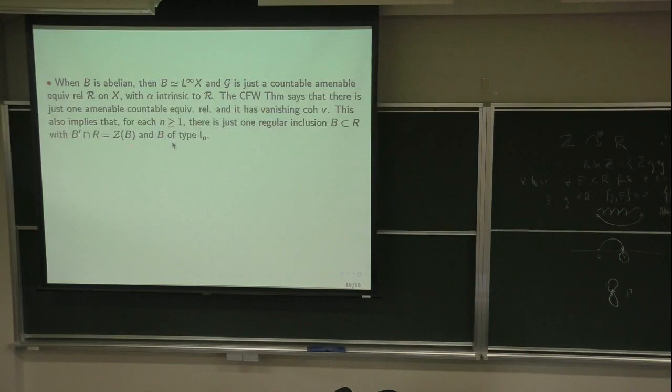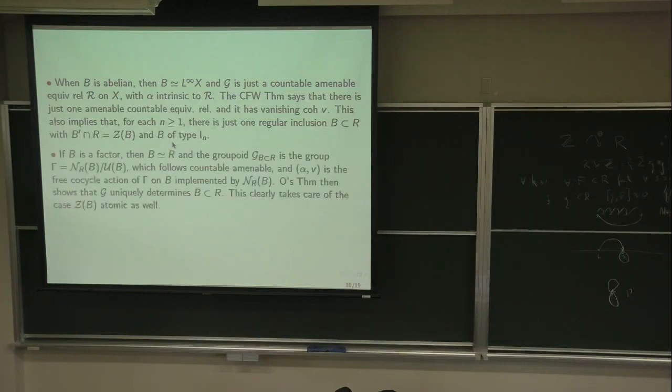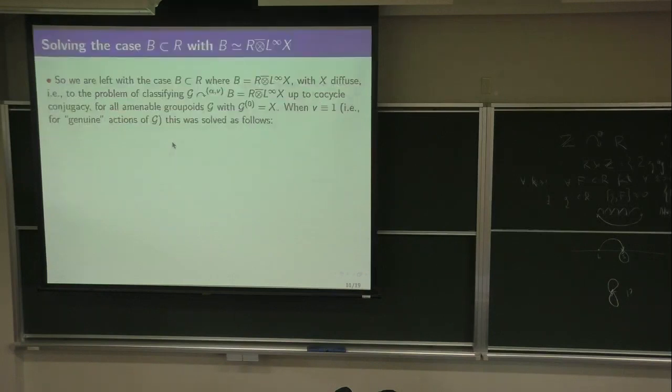It also implies, from Connes-Feldman-Weiss, that for each n there is just one regular inclusion with B of type 1n. So if you take n by n matrices over an abelian algebra as your B, this also says the uniqueness. For each n you have just one regular subalgebra. If B is a factor, that was just reminding you of that.